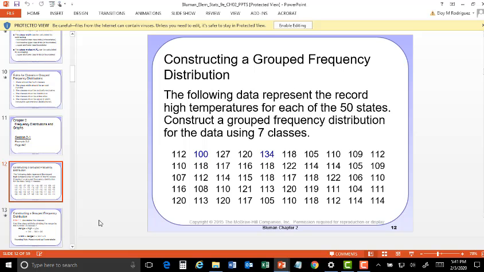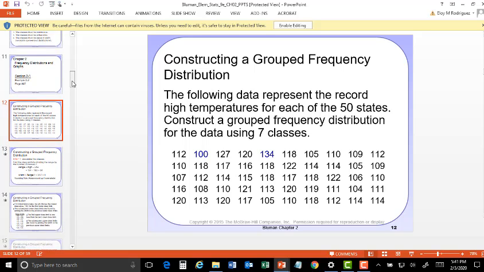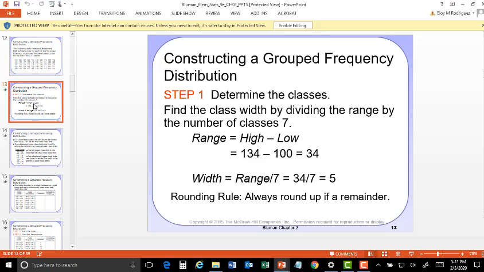So simply you take the highest minus the lowest, and this is the range. If you do this, you know you're going to get every observation in there, because it's going from the lowest to the highest. And remember, we wanted 7 classes. So 34 divided by 7 is 5. So we want to make 7 classes 5 wide. It says round up if there's a remainder.